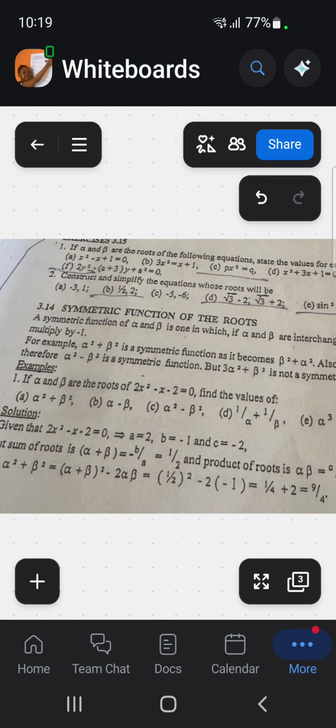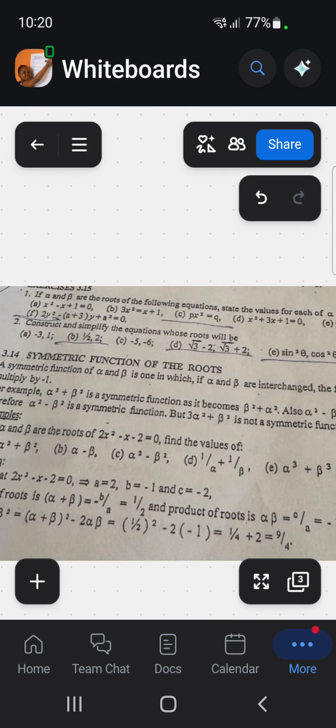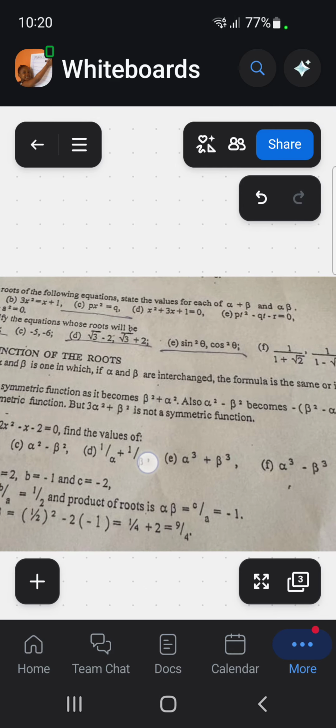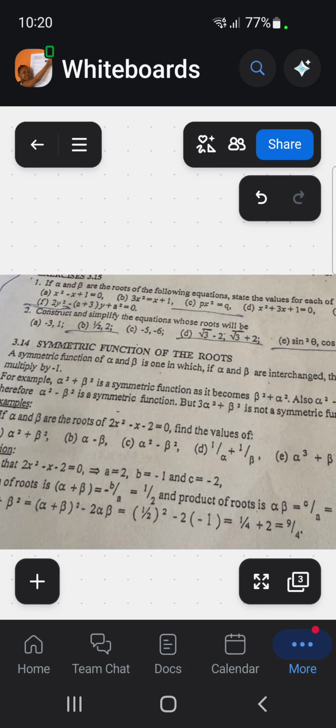Okay, so let's work on the questions that we have on the board. Now, if you look at the first question here, it says if alpha and beta are the roots of the following equation, state the value of each of alpha plus beta and alpha beta for A, B, C, D, E, and F. I think that there are 6 questions there.